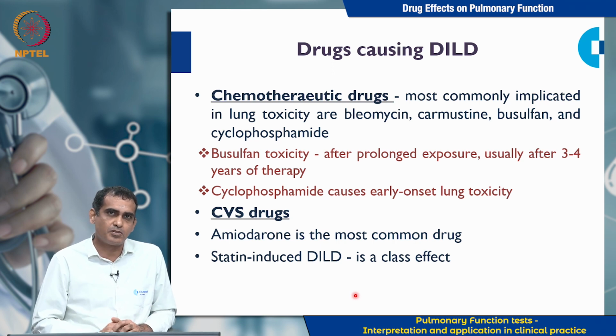Just to highlight some of the salient points related to each of these categories. Chemotherapeutic drugs, I've already highlighted. The most commonly implicated drugs in lung toxicity among the anti-cancer medications, we have bleomycin, carmustine, busulfan and cyclophosphamide. Busulfan toxicity is directly related to the duration of administration of busulfan. Long-term administration gives you more chances of getting into lung toxicity, usually 3 to 4 years with busulfan. Cyclophosphamide does produce lung toxicity depending upon the duration of action, but then there is also early onset lung toxicity that we encounter with cyclophosphamide.